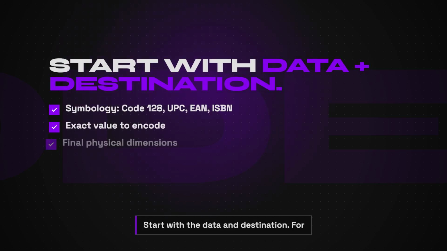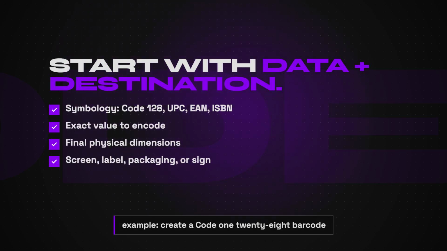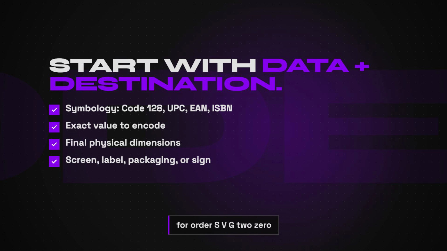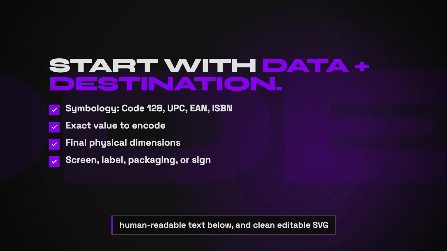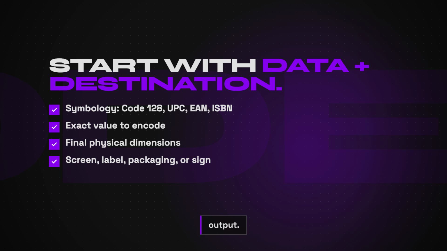Start with the data and destination. For example, create a Code 128 barcode for order SVG 2026, size for a shipping label, black bars on white, generous quiet zones, human readable text below, and clean editable SVG output.